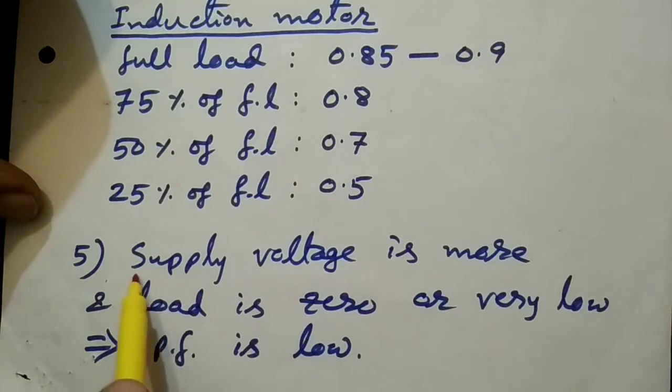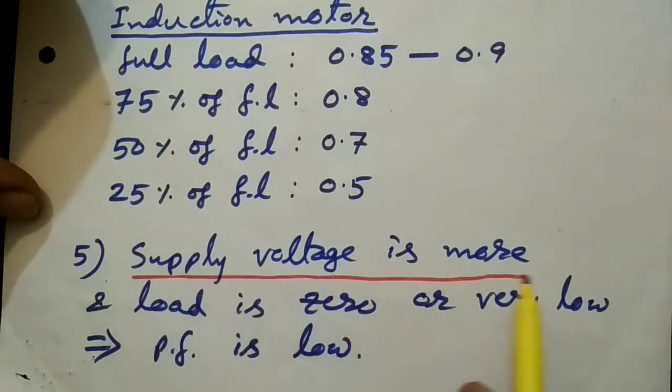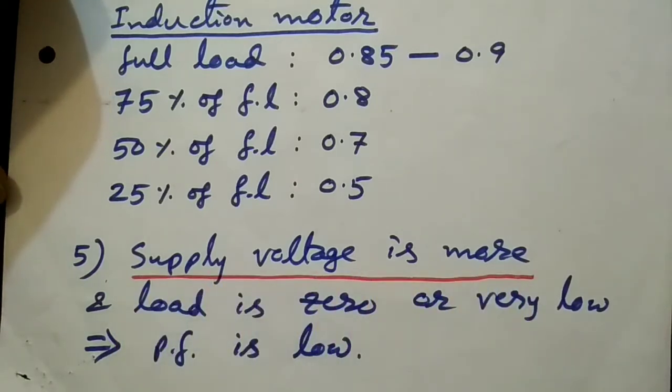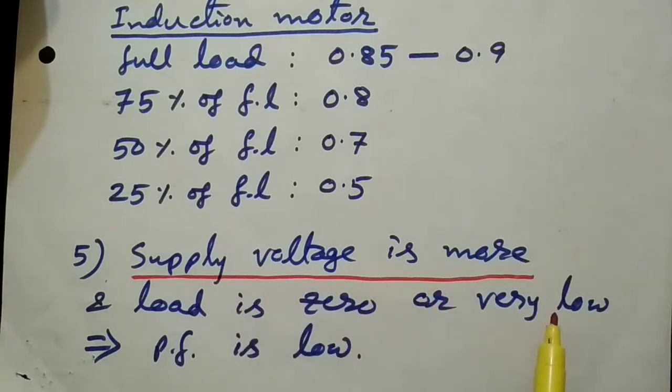This condition arises during the night or during the situation when the power consumption by the customers is very low. In that case, the supply voltage becomes more and the load becomes almost negligible. So it makes the overall power factor of the system low.